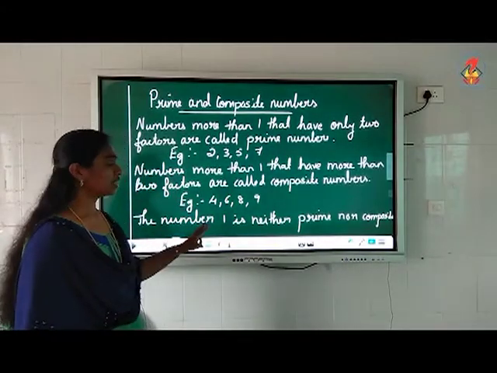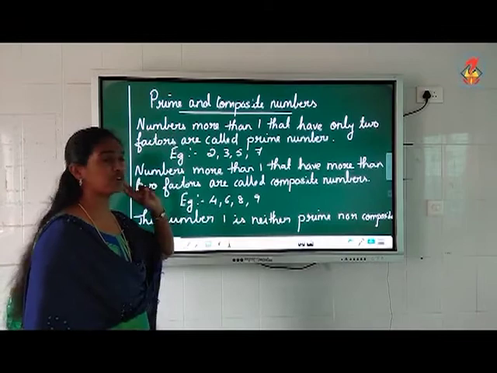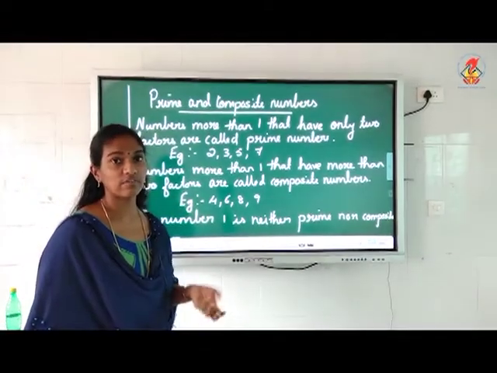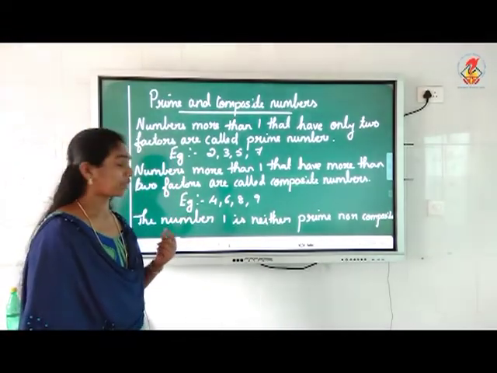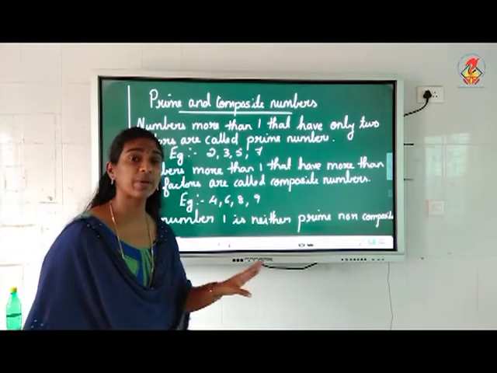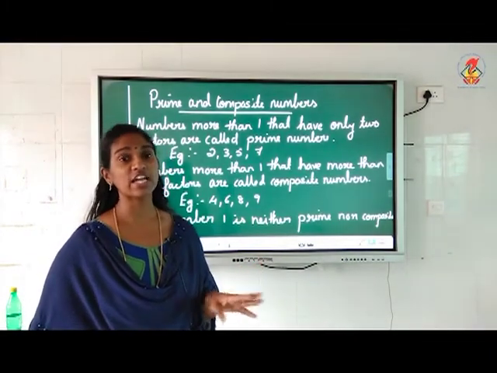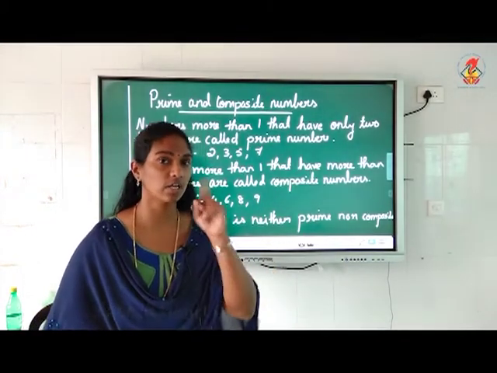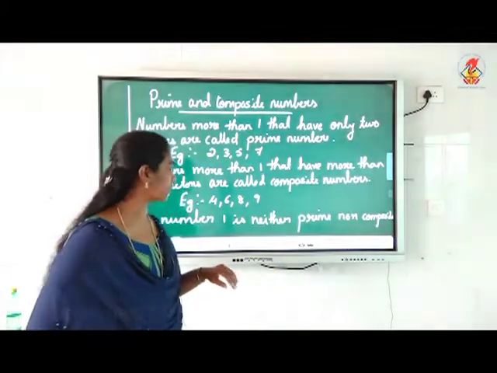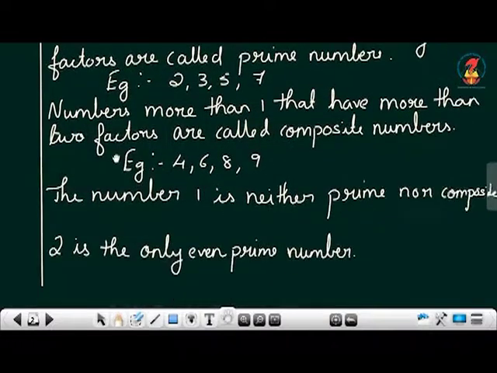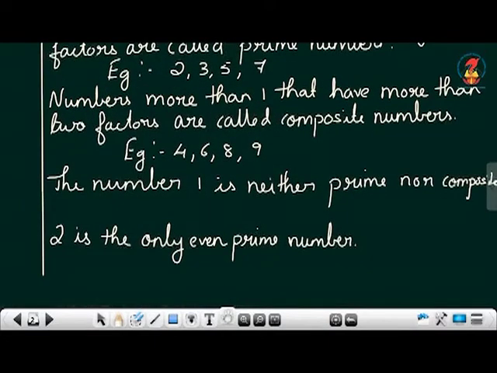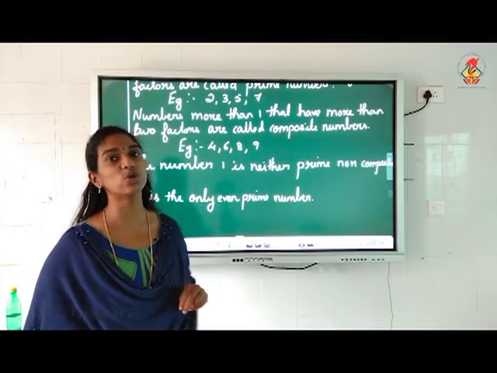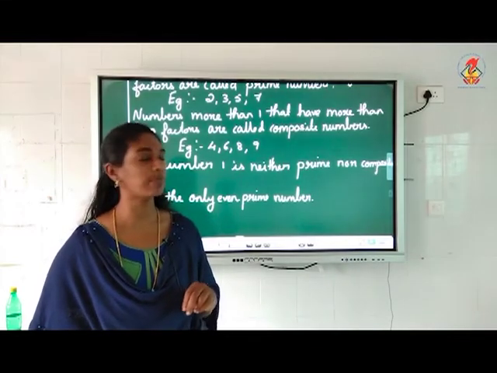Okay. Then in both the cases they have given you numbers more than 1. Why are we not considering 1? Because the number 1 is neither prime nor composite. What is the number which is neither prime nor composite? 1. And then 2 is the only even prime number. Out of the prime numbers you can see 2 is the only even prime number.